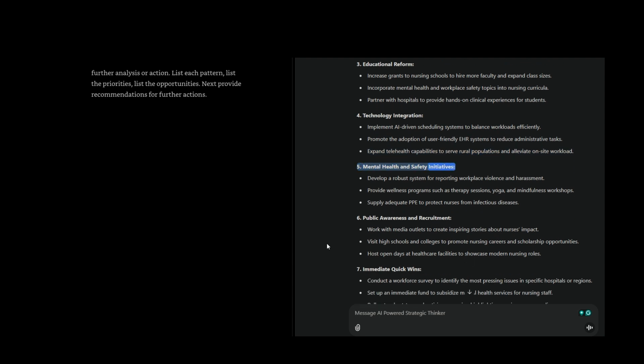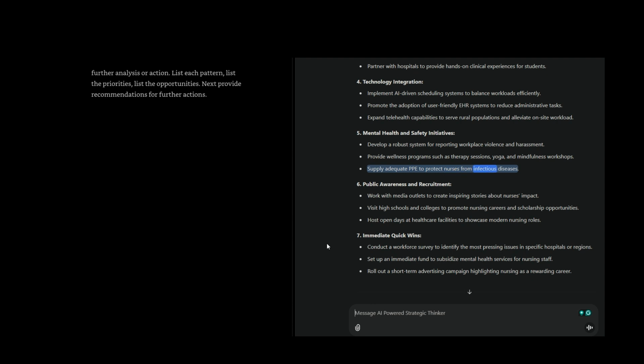5. Mental health and safety initiatives: develop a robust system for reporting workplace violence and harassment. Provide wellness programs such as therapy sessions, yoga, and mindfulness workshops. Supply adequate PPE to protect nurses from infectious diseases.